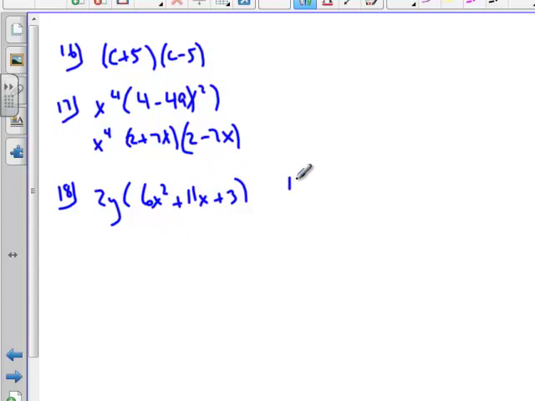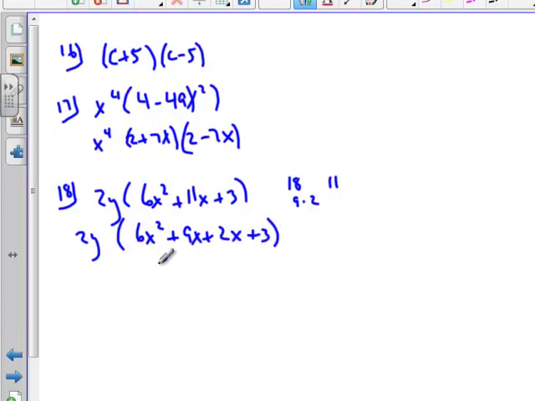If I take 6 times 3, that's 18. I want to see if there's anything I can multiply to get 18 that I can add to get 11. And actually there is, there's 9 and 2 there, isn't it? Yes, there is. So I've got the 2y here, that just stays out there. I'm going to split that 11x into 9 and 2. I'll write this down, 9 times 2. So into 9x plus 2x plus 3.